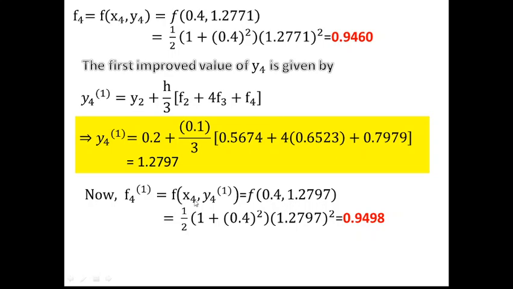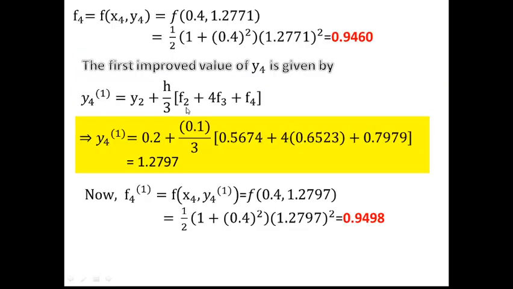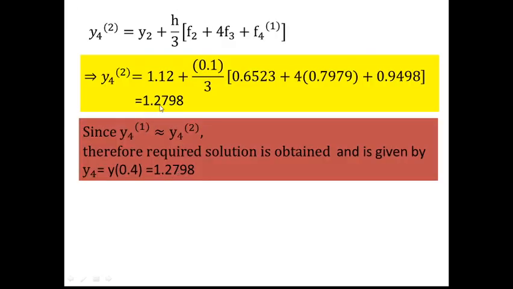It is the function at x4, y41. Substituting the values and simplifying on similar lines as we did earlier. Then let's have the second modified value. Here this function will get replaced by f41. All other terms will remain as they are. Simplify, you will get it as 1.2798. Now see, y41 is 1.2797, whereas here it is 1.2798. So there is a difference of only 0.0001. So these two values are nearly the same.